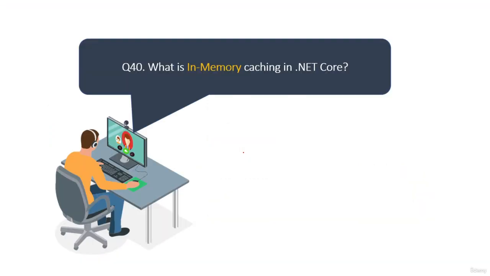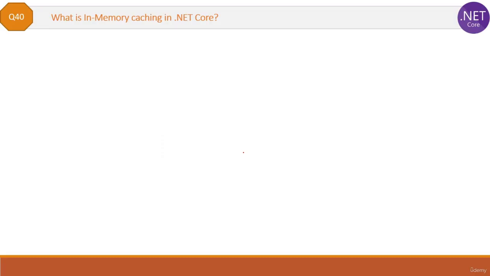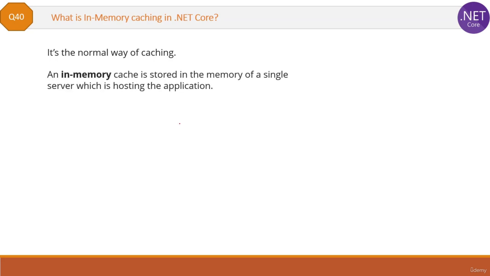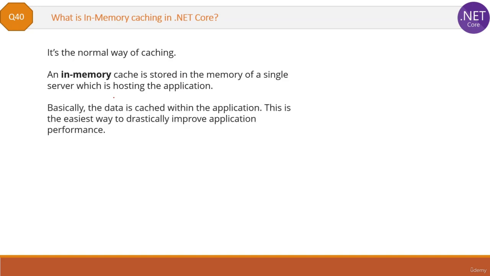Now, what is in-memory caching in .NET Core? When we say in-memory caching, it is the normal way of caching. Normal caching means the cache is stored in the memory of the single server which is hosting the application. So basically the data is cached within the application. This is the easiest way to drastically improve the application performance. So this is the caching which we already know. That is in-memory caching where the cache is inside the application server only, not outside of it.